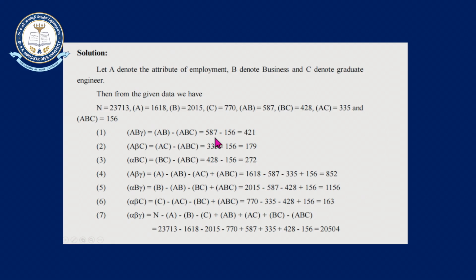So I use the formulas with the data he has given. AB gamma equals bracket AB minus bracket ABC. I will use this value, 157 minus 156, from the given data, so that is 421. For A beta C, he asks the question, so AC minus ABC. So I will get 179. You should remember these formulas and substitute the values, and you will get the answers. So here alpha BC equals BC minus ABC, 428 minus 156, 272. A beta gamma equals bracket A minus bracket AB minus bracket AC plus ABC. So directly I will get this value by substitution, 852.